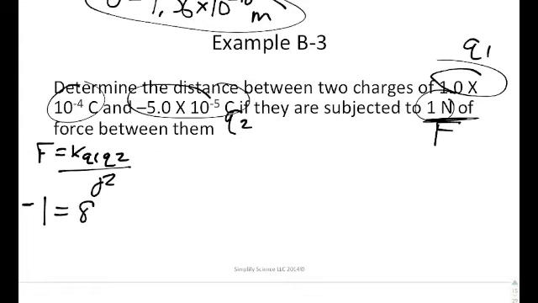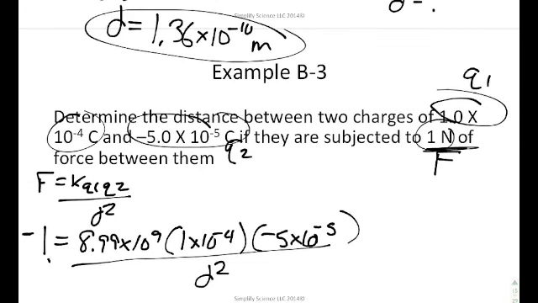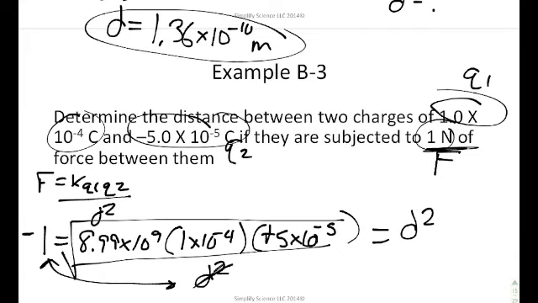And that equals 8.99 times 10 to the 9th times, and then at this point you plug in your charge values. 1 times 10 to the minus 4th, minus 5 times 10 to the minus 5th, divided by D squared. Change those two values right there, and when you do that, you get this is equal to D squared, and by dividing by the negative 1, all you're really doing is changing that into a positive. You can now put this in your calculator, take the square root of it, and when you do, you get a distance of about 6.7 meters.